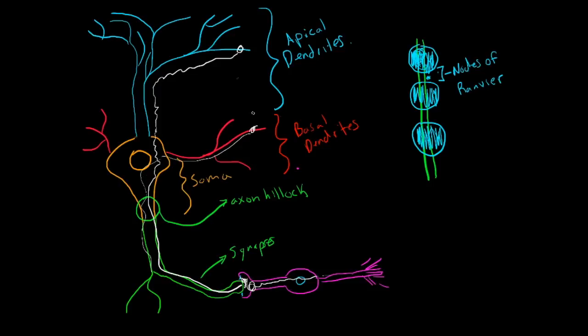So in the next video, I'm going to talk about the different types of neurons that you can actually have in your body, because there are different types and they look different from each other and they have different functions. So that will be in the next video.